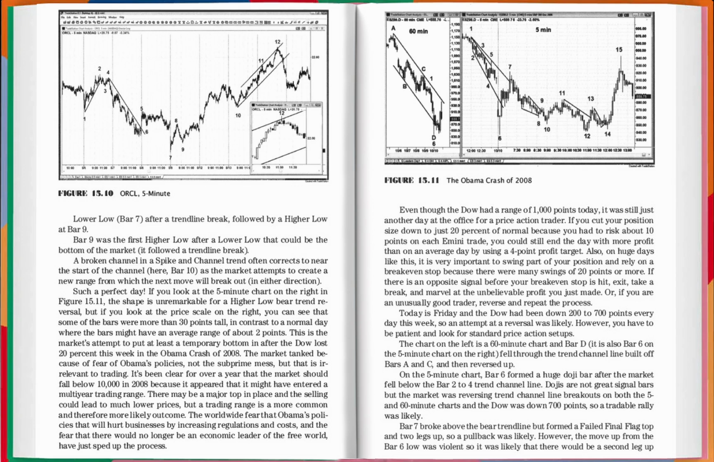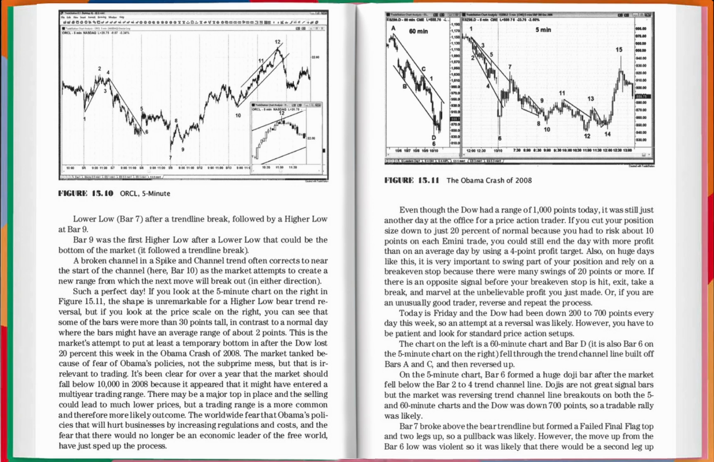If you look at the 5-minute chart on the right in figure 15.11, the shape is unremarkable for a higher low bear trend reversal. But if you look at the price scale on the right, you can see that some of the bars were more than 30 points tall, in contrast to a normal day where the bars might have an average range of about 2 points. This is the market's attempt to put at least a temporary bottom in after the Dow lost 20% this week in the Obama crash of 2008.